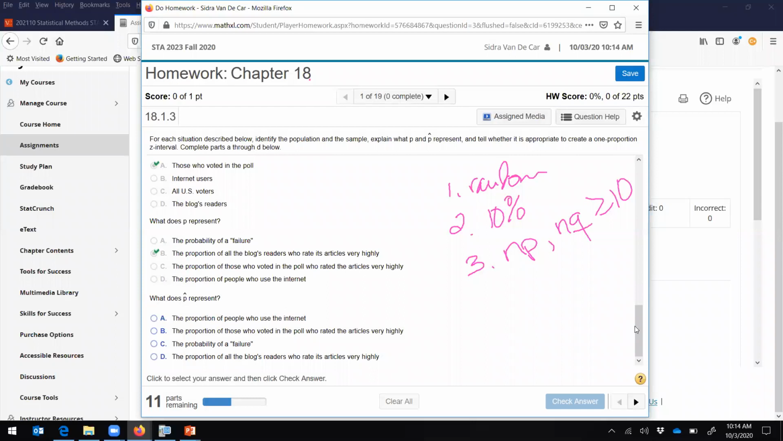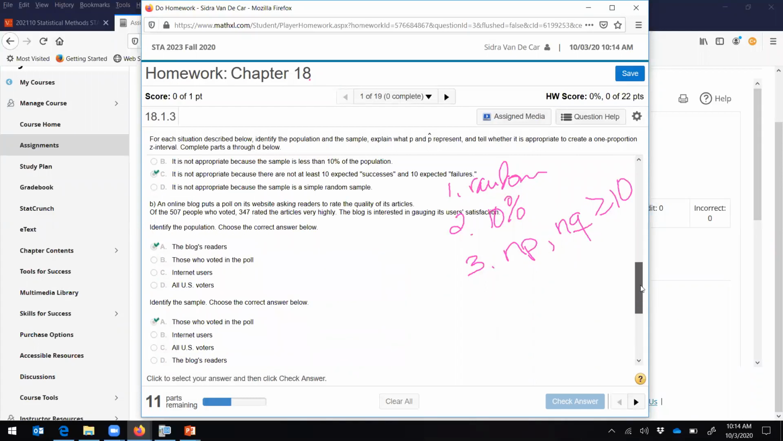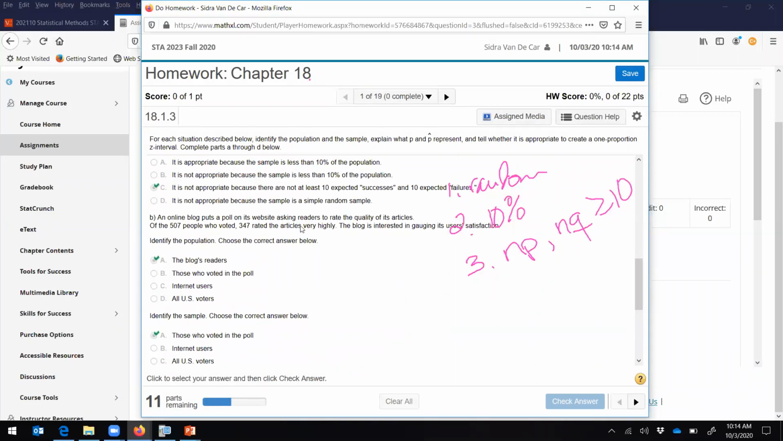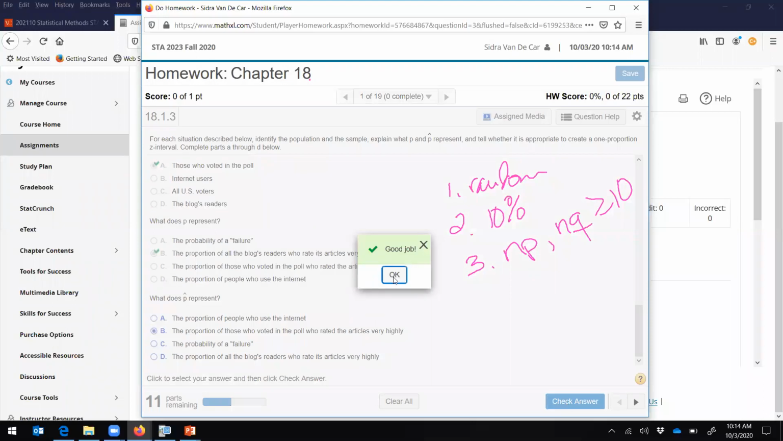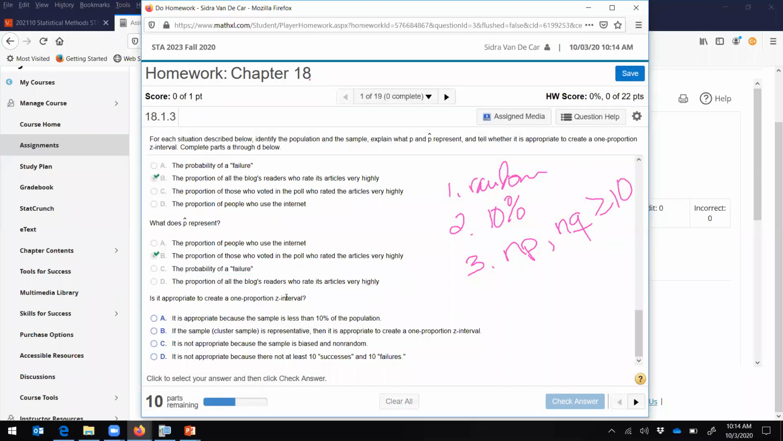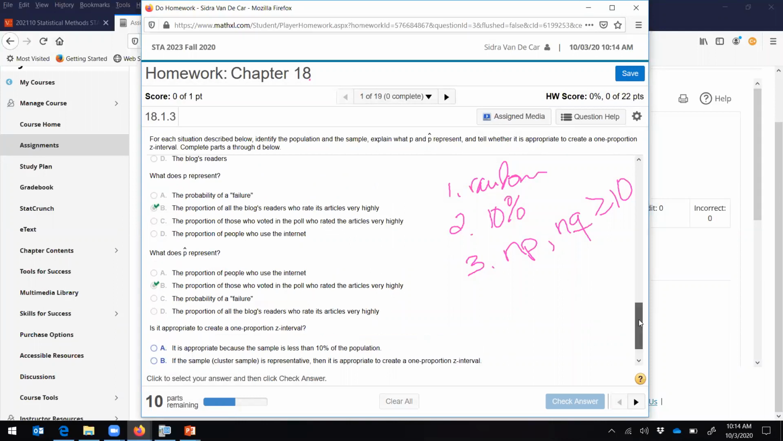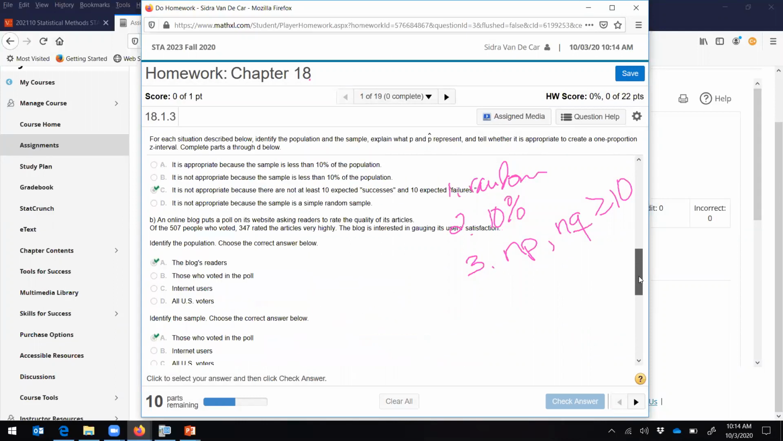And then p hat is the sample. So that's the 347 people who rated it highly. The proportion of those who voted in the poll who rated the articles very highly. Is it appropriate to create a 1 proportion z interval? Okay, so here are 3 conditions again. So let's start with the first one.